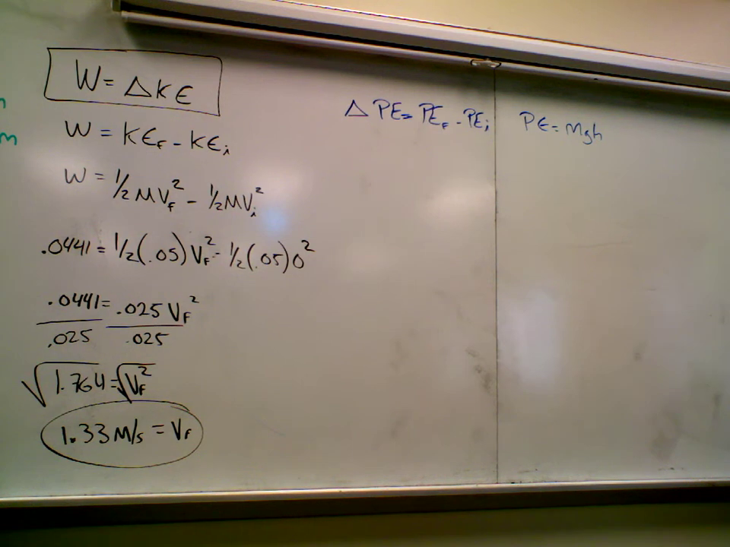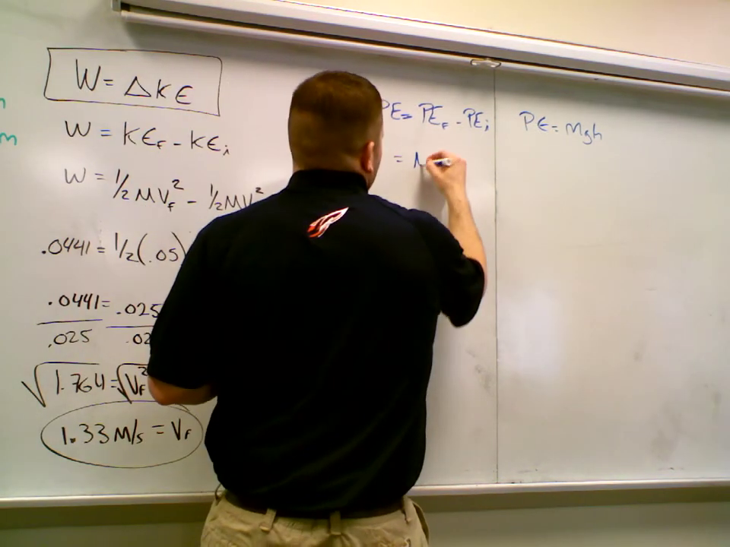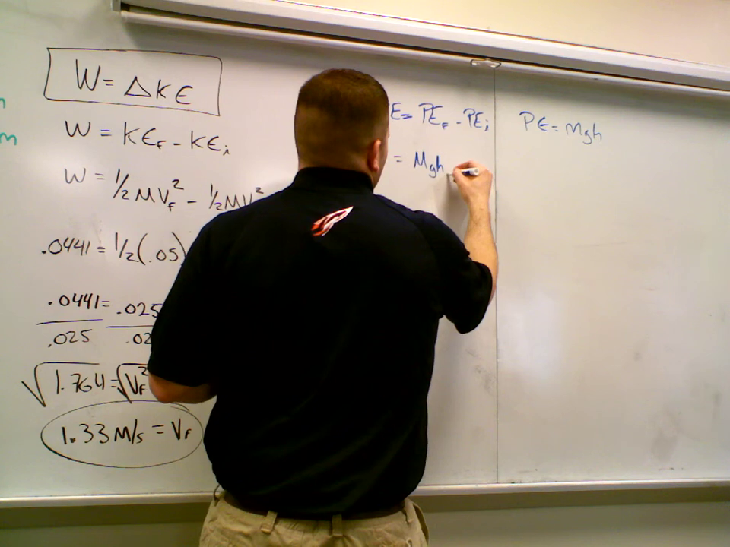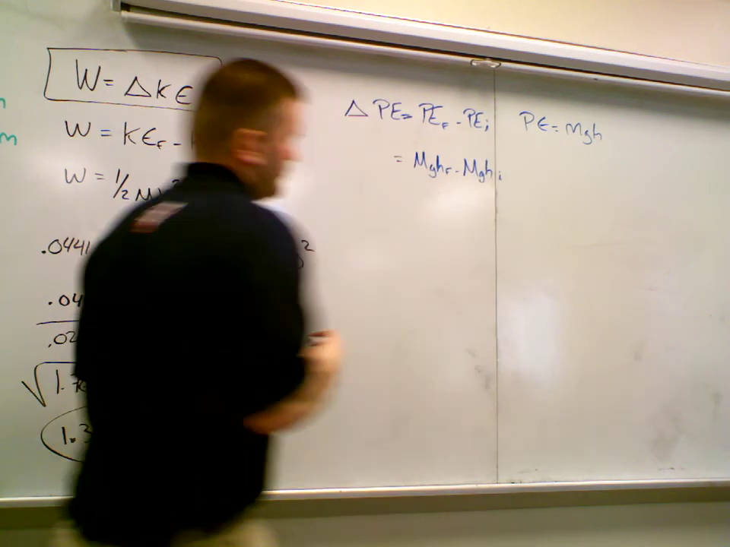Okay. Which quantity there will change? Mg or h? H. Mg stays the same, right? Mass times gravity the whole time, right? The one quantity that changes is the height. So this ends up being mgh final minus mgh initial.